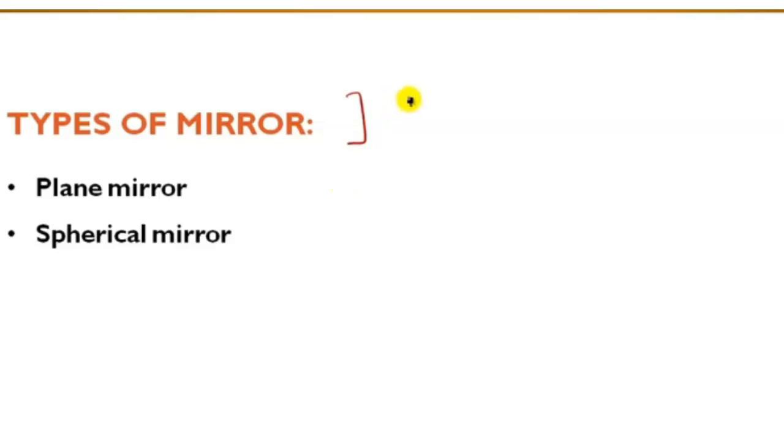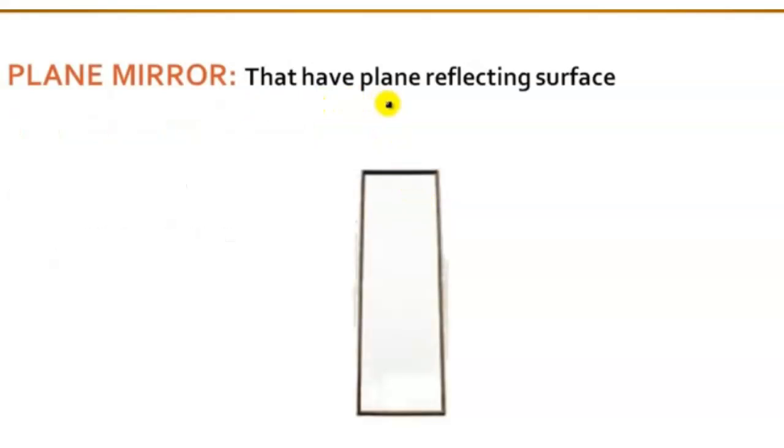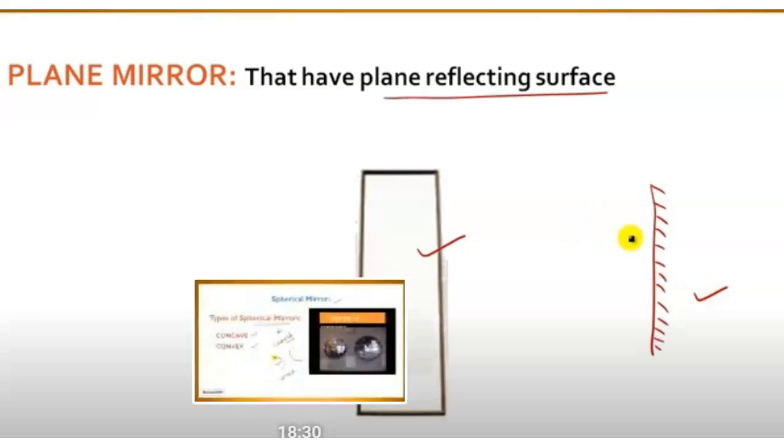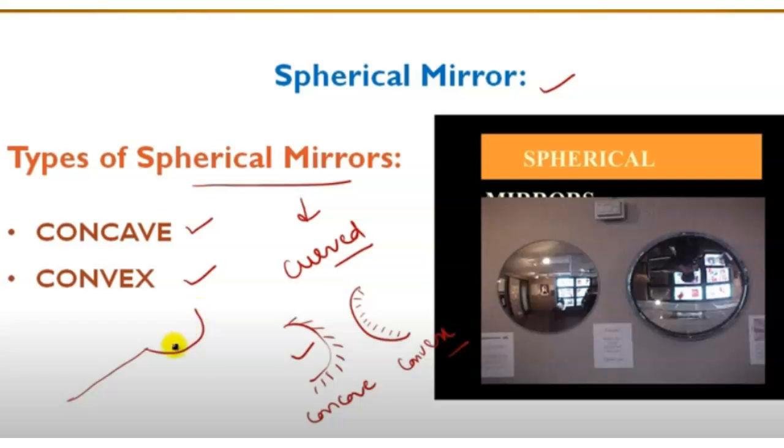Now we come to types of mirror. Two types of mirror are there: plane mirror and spherical mirror. We are discussing reflection only. Those that have a plane reflecting surface are called plane mirrors, as you can see here.